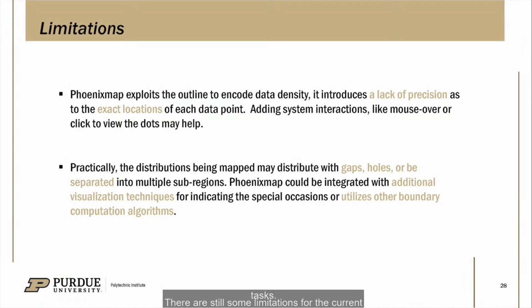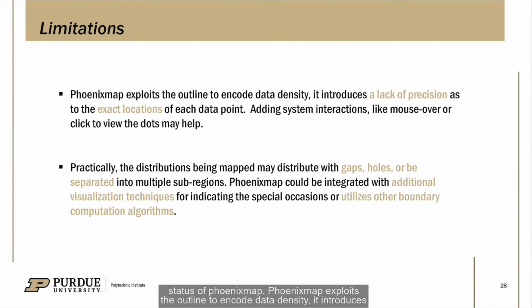There are still some limitations for the current status of Phoenix map. Phoenix map exploits the outline to encode the data density. It introduces a lack of precision to the exact locations of each data point. Adding system interactions like mouse over or click to view the dots details may help. Practically, the distributions being mapped may distribute with the gaps, holes, and being separated into different subregions. Phoenix map could be integrated with additional visualization techniques for indicating the spatial occasions or utilize other boundaries computation algorithms.